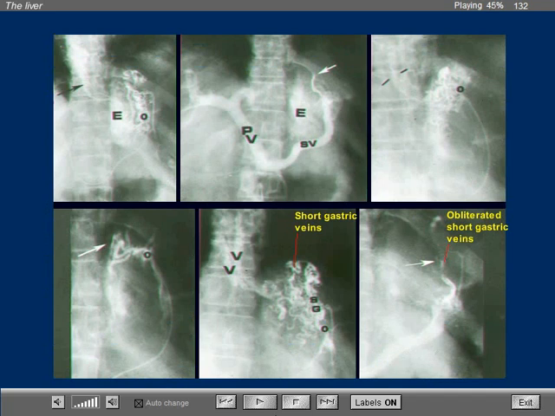So this is to show that occasionally it is not possible to stop bleeding by just obliterating the coronary vein. One has to be thorough and advance the catheter to the hilus of the spleen and then try to enter the short gastric veins. And in this way, we can interrupt the flow to the esophagogastric region.